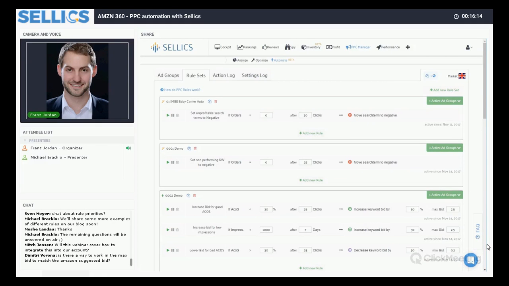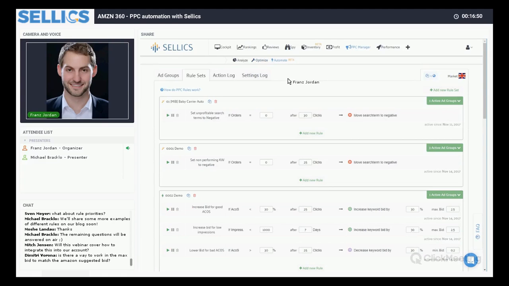So yes, we do have the possibility to move keywords between campaigns, but this is only available in the Optimize tab, where you can do this manually. You just select the keywords and the campaigns you want to move them to, and then it's a matter of one click, and the keywords or search terms will be moved. However, there are no rules at this point to move those keywords automatically. Okay, maybe if we have time at the end, I will also show you the Optimize tab, where you can move those keywords.